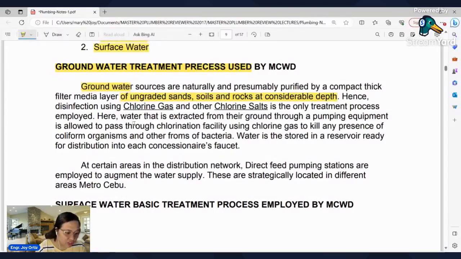Hence, disinfection using chlorine gas and other chlorine salts is the only treatment process employed. Here, water that is extracted from the ground through pumping equipment is allowed to pass through a chlorination facility using chlorine gas to kill any presence of coliform organisms. Kaya gumagamit tayo ng chlorine to kill the coliform organisms and other forms of bacteria. And water is stored in a reservoir ready for distribution into each concessionaire's faucet. Kaya mayroon tayong malaking tank.